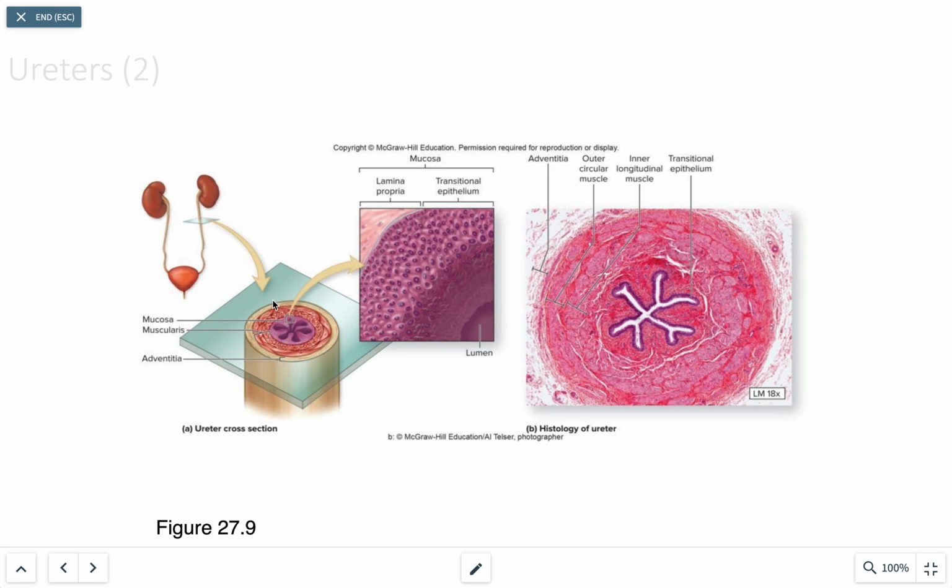So it has three tunics, or three distinct layers: the mucosa, muscularis, and the adventitia. The mucosa, the innermost layer, couple key points, is that it is a transitional epithelial tissue. So here we can see in the slide, it has transitional epithelial. It also has a series of folds.